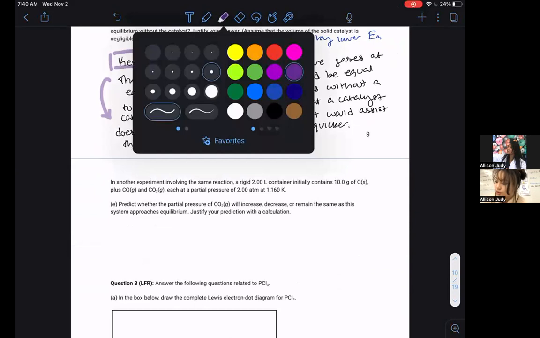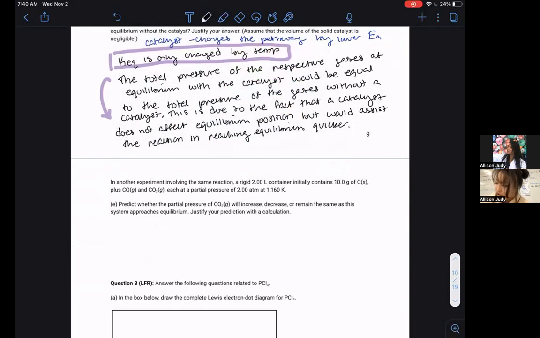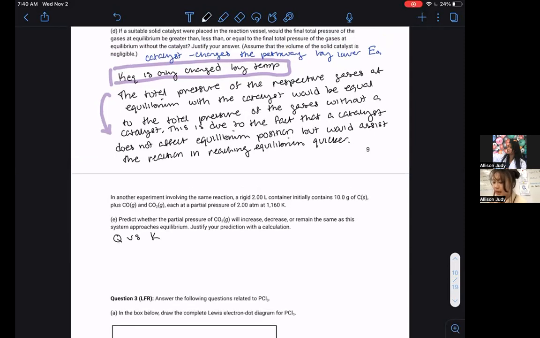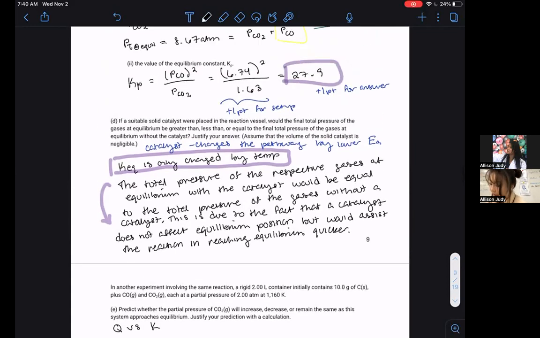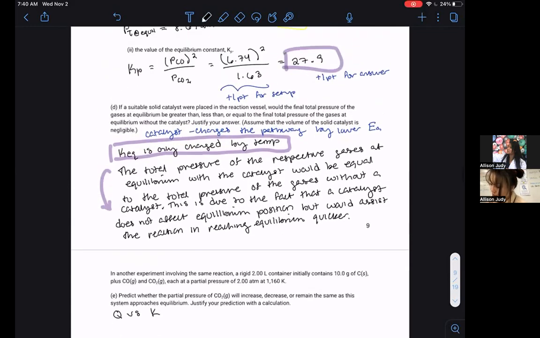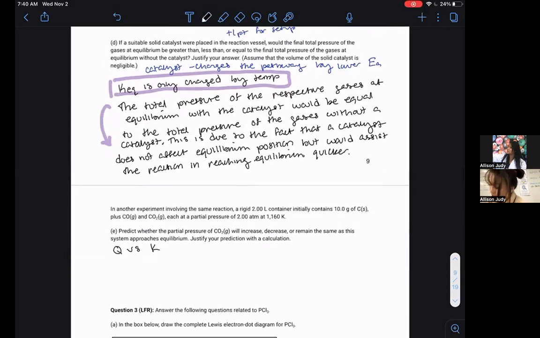So here you should notice that you're given new conditions. And so what you're given, and then you're asked to predict, okay, where will it shift in order to reach equilibrium? So immediately you should think in your head, oh, this is a K versus Q problem, or Q versus K problem. Okay, now you've already solved for the same reaction, just slightly different conditions. You've already solved that KP is equal to 27.9 in part C double I. So we know already that KP is equal to 27.9.